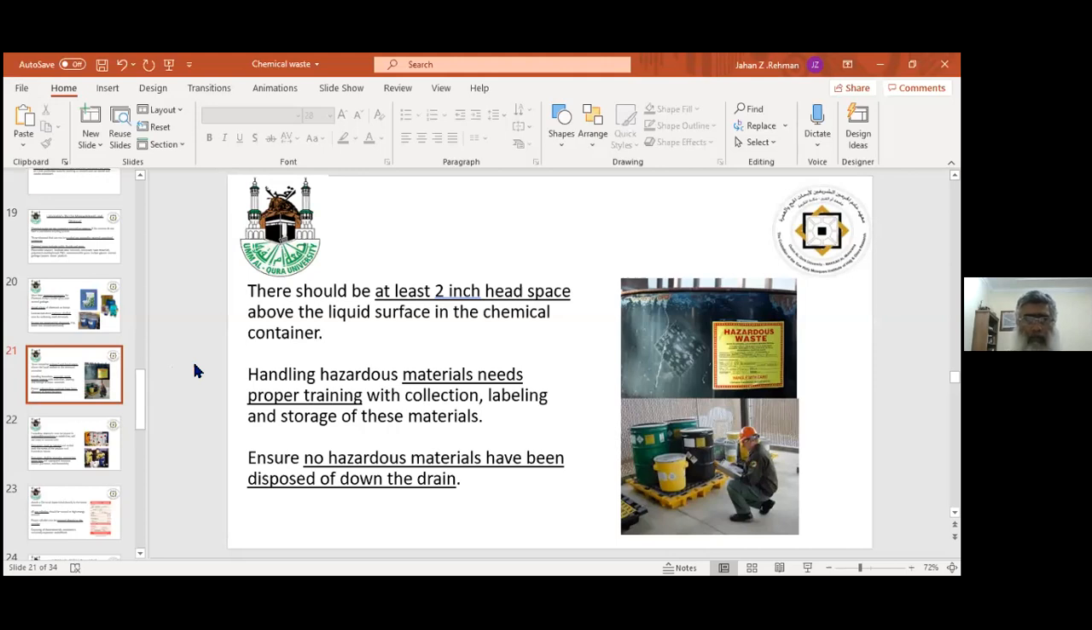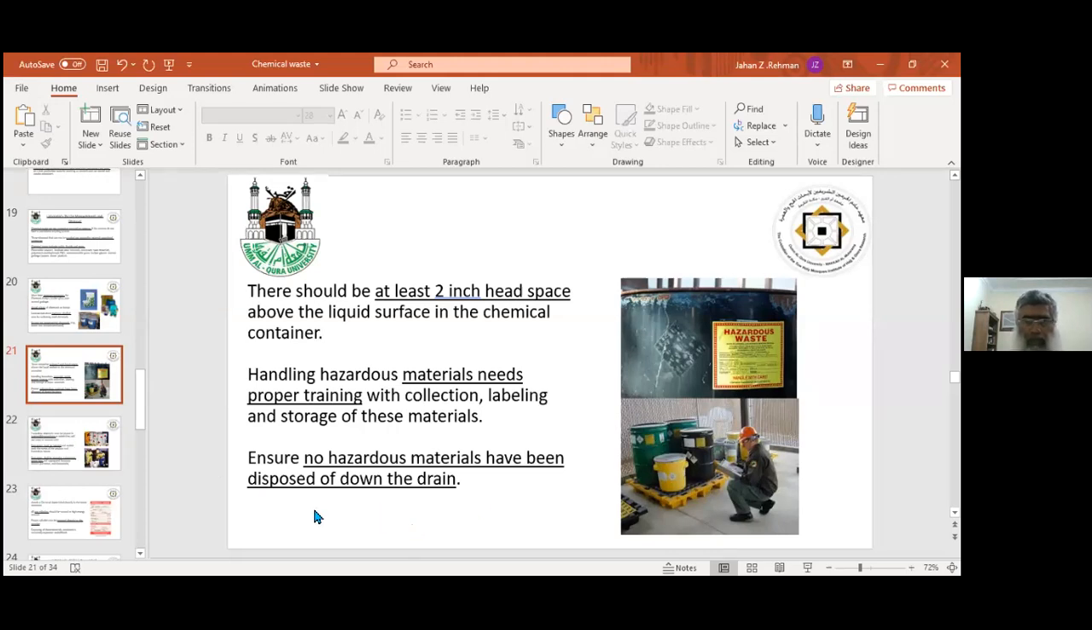Okay. Handling hazardous waste material needs proper training. Yes, like in this picture, this person has proper training. He wears shoes, proper dress, glasses, and a cap, and he is working with a register to make the data sheets, and he is making these chemicals ready for the company to take them for disposal.